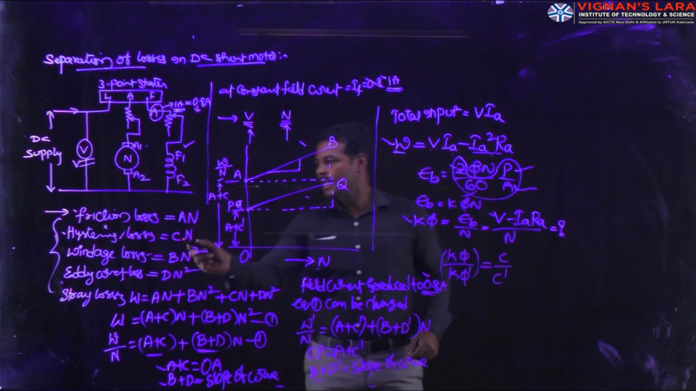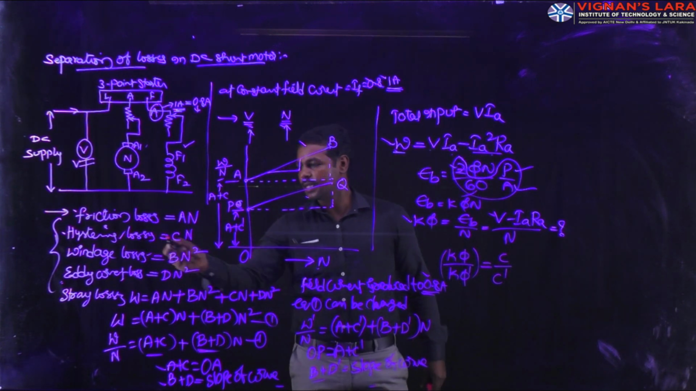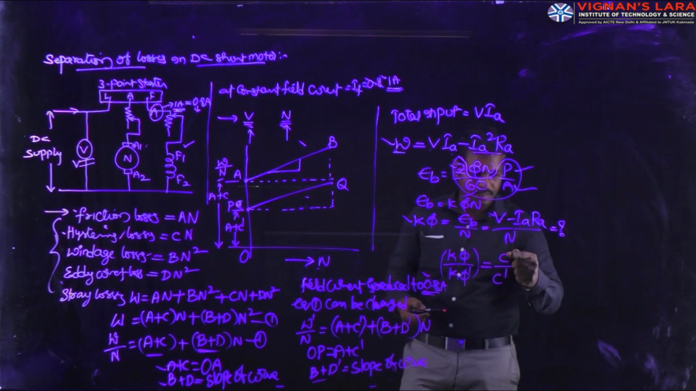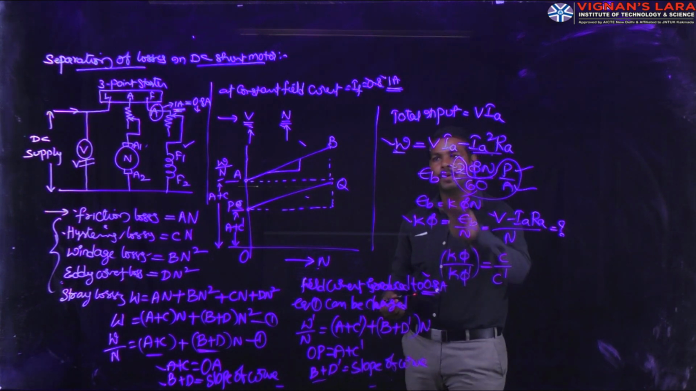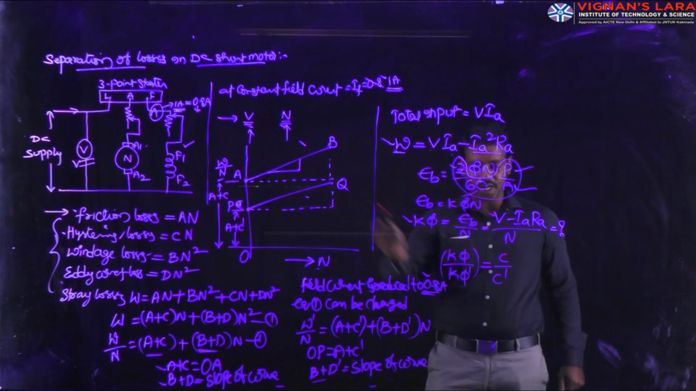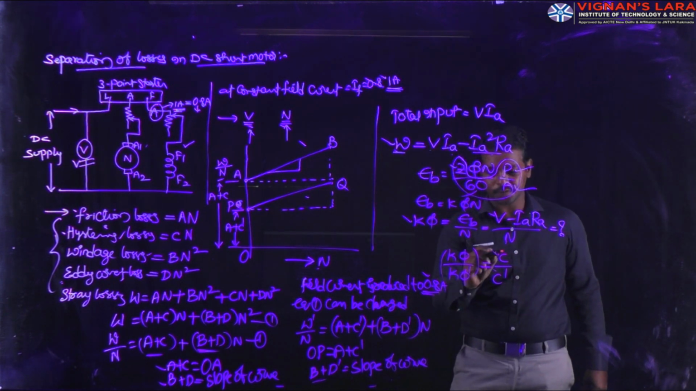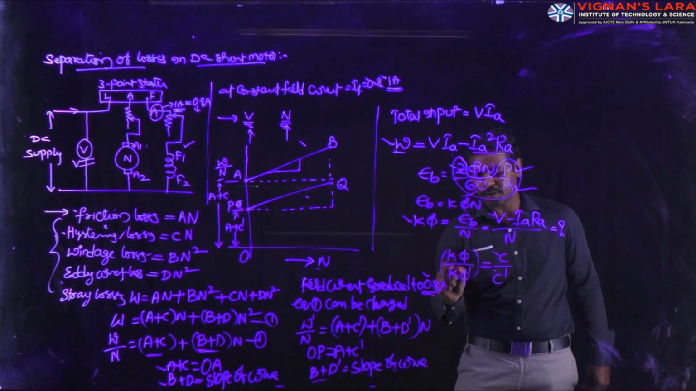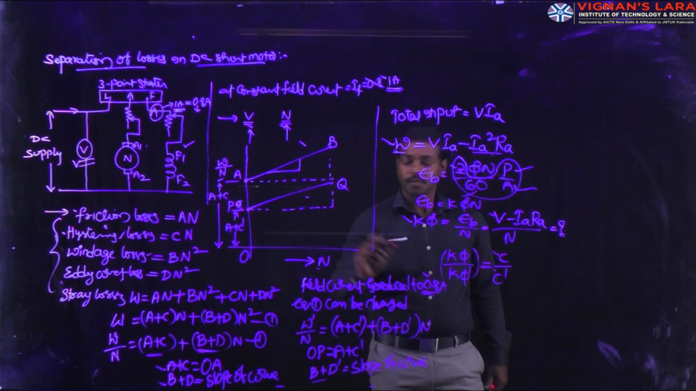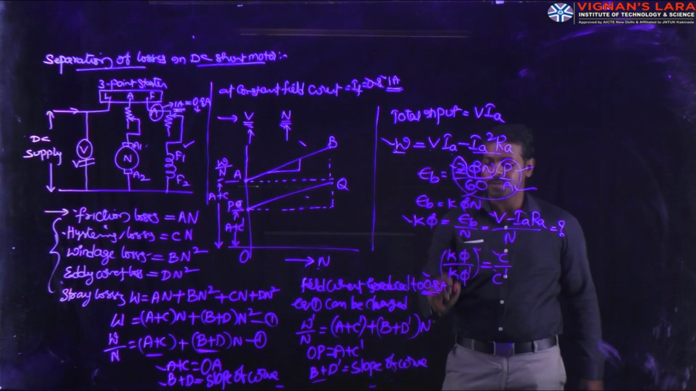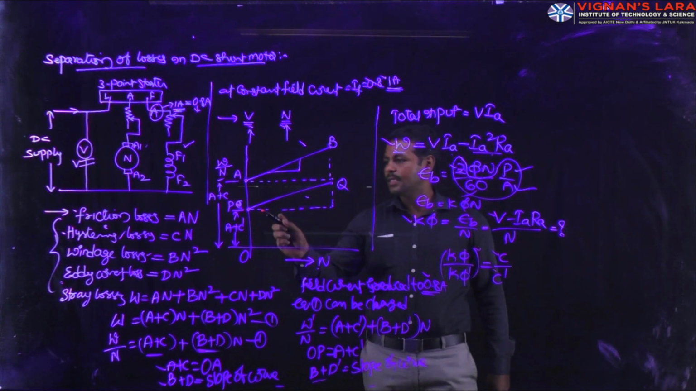Here C is equal to hysteresis losses. So C divided by C dash: when we change the field current from 1 ampere to 0.8 amperes, C divided by C dash is also changed, equal to K phi divided by K into phi dash. This equation comes from the expression of hysteresis losses.